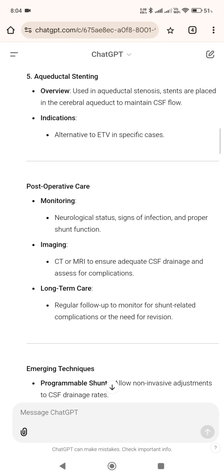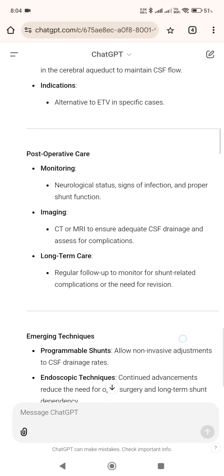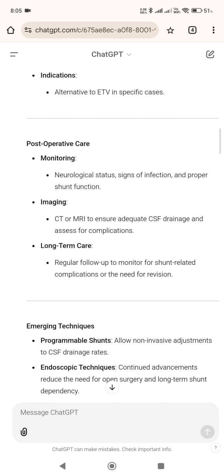5. Aqueductal stenting. Used in aqueductal stenosis, stents are placed in the cerebral aqueduct to maintain CSF flow. Indications. Alternative to ETV in specific cases.